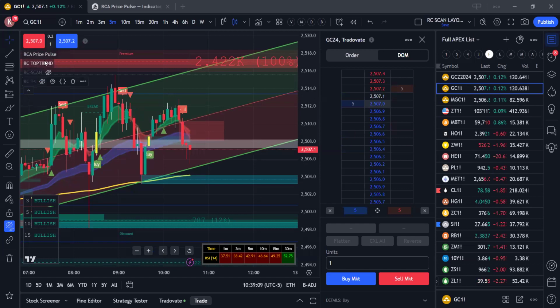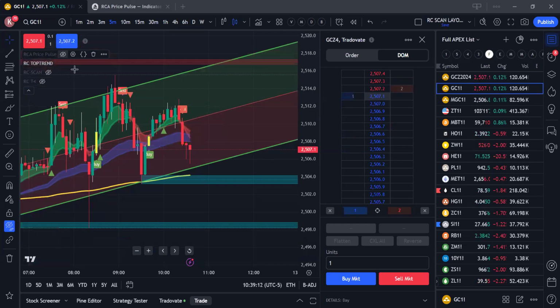But again, same thing, right? Whenever I say, just look for the confluence. When you see everything green, good for buy. When you see everything red, good for sell. That's it. There is nothing rocket science here.